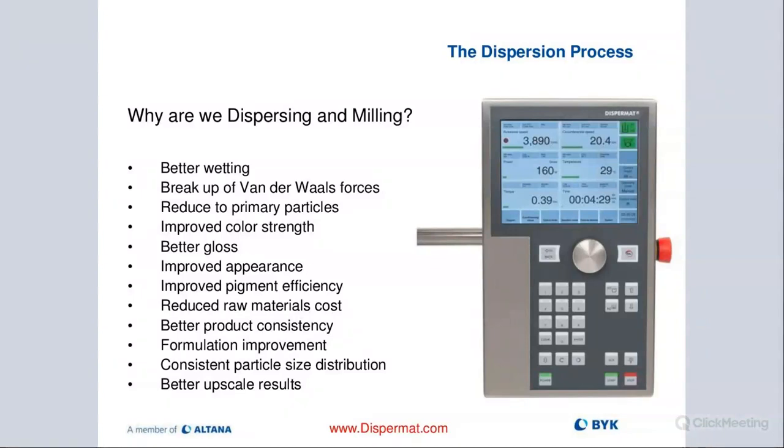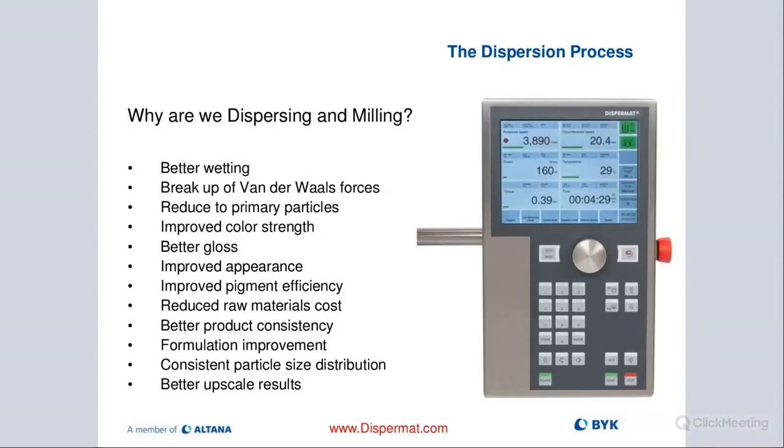So when we pre-disperse, we want to improve our wetting. These invisible binding forces, they call Van der Waals forces, keep our particles together. They're like these electromagnetic forces. That's what we're trying to break up. And then ideally, we want to reduce them back down to the primary particle size.